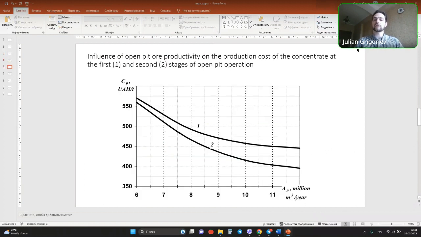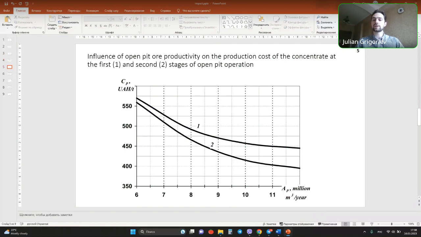Sheet 5 shows the change in the cost of concentrate production from the productivity of the open pit for ore for the first line, and the second line is the second period of work. It can be seen from the figures that with an increase in ore productivity, the cost of ore mining as well as the cost of concentrate production decrease. However, the cost cannot fully characterize the increase in production for which development is being carried out.